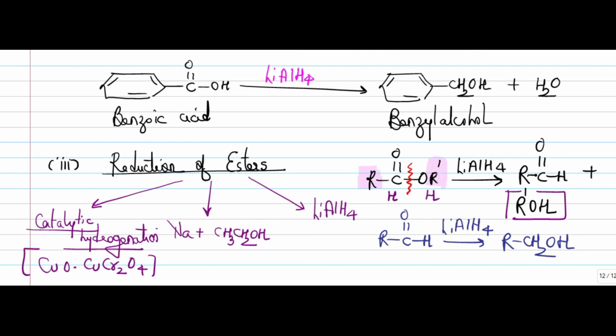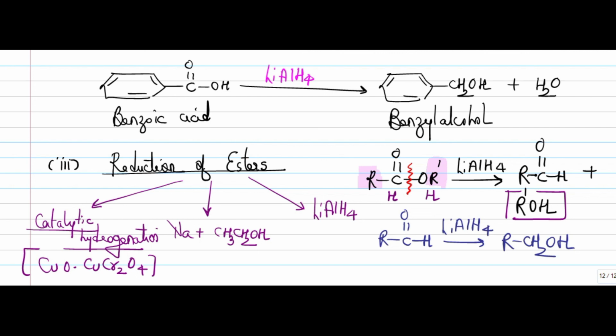normally you will have different types of alcohols formed, but because there is one R and one R dash, if this R dash also has the same number of carbons as this part here, then it would generate the same alcohol. So most of the time the alcohols can be different, but you may also have the same alcohols formed.